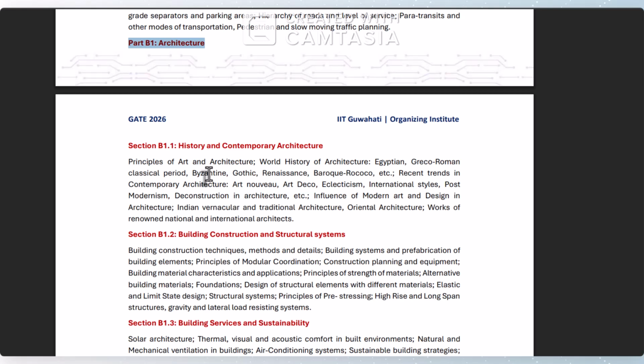So that was a complete overview of the history and contemporary architecture section of GATE 2026 AR.